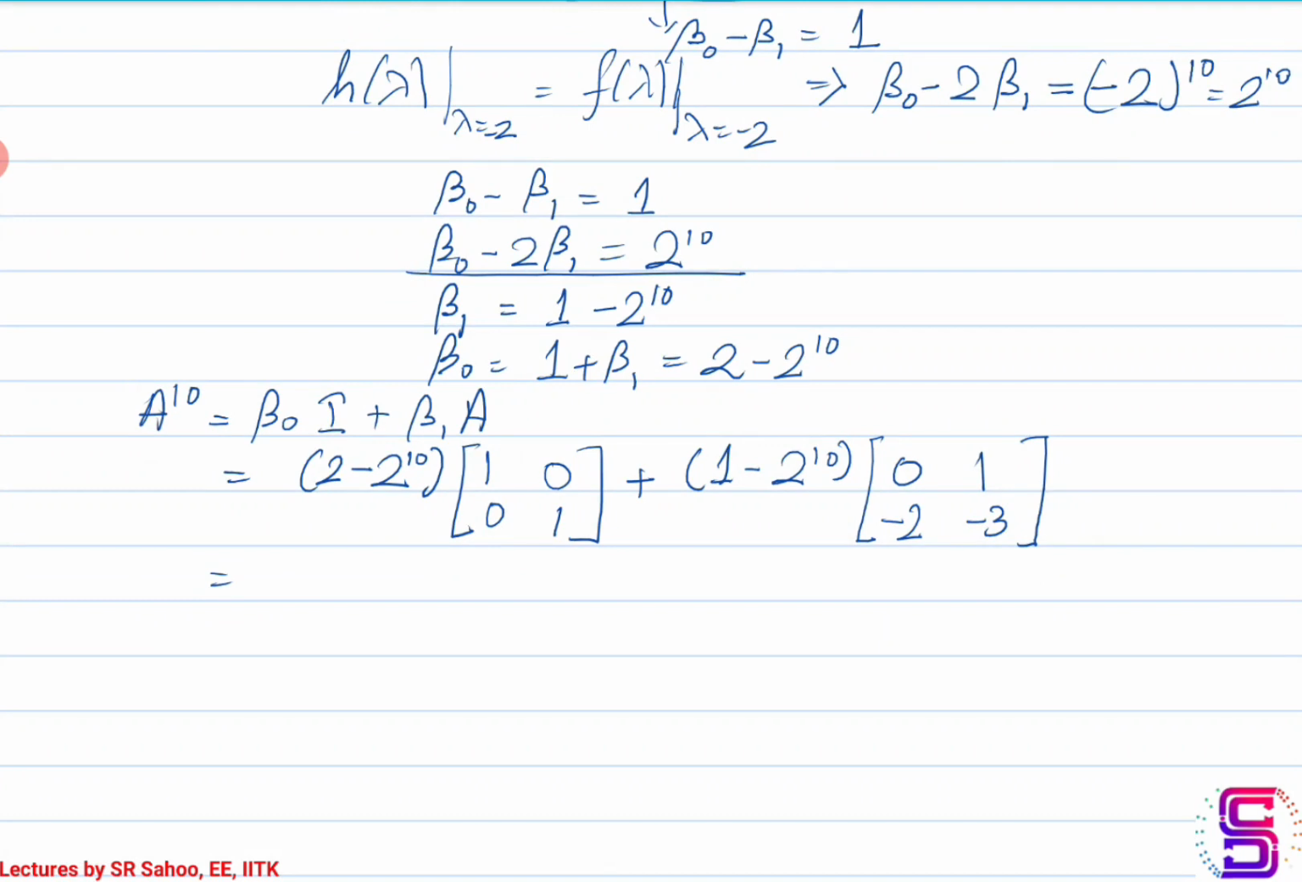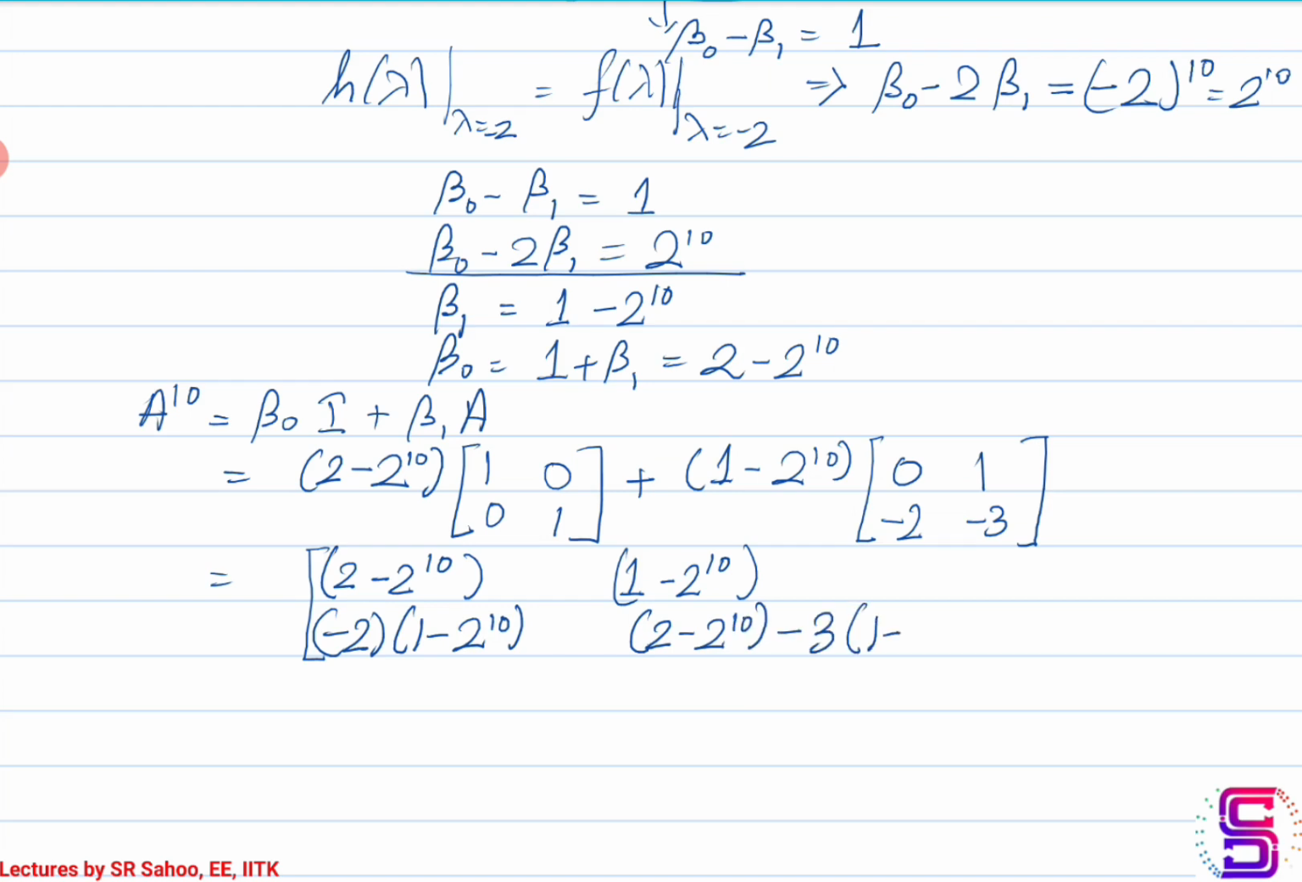So what do we get here? The final matrix is of the form: 2 minus 2 power 10; then 1 minus 2 power 10; then minus 2 multiplied by 1 minus 2 power 10; and next 2 minus 2 power 10 minus 3 times 1 minus 2 power 10. So this is what you essentially have as A power 10.